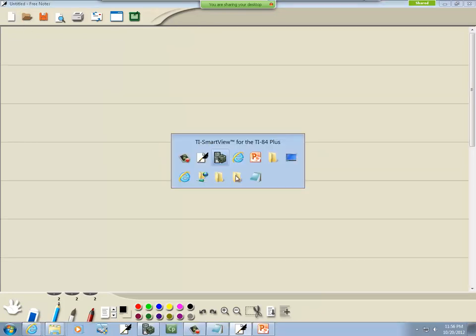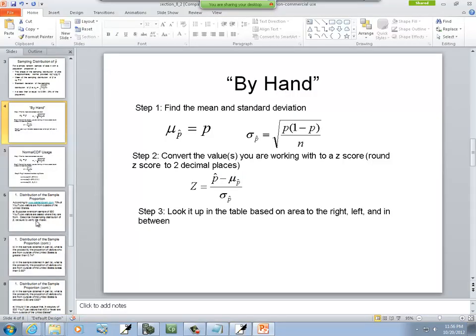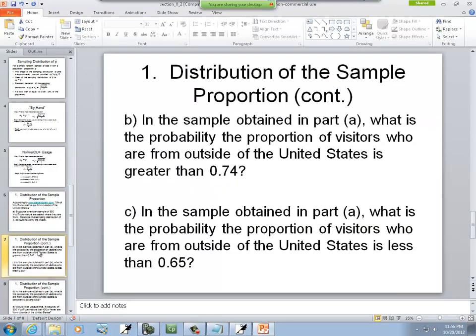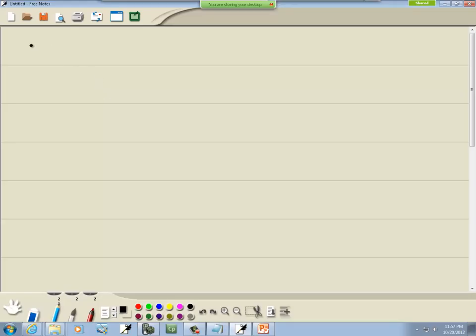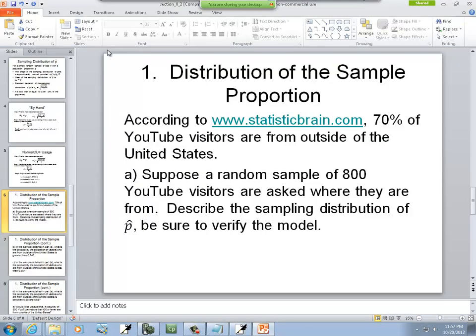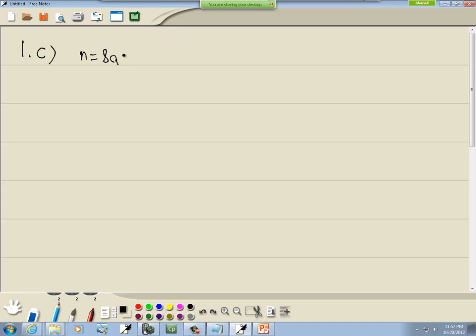And let's look at part C. Right there. Okay, let me go back to the first one here. Let me write down this. N is 800. P is 0.70.